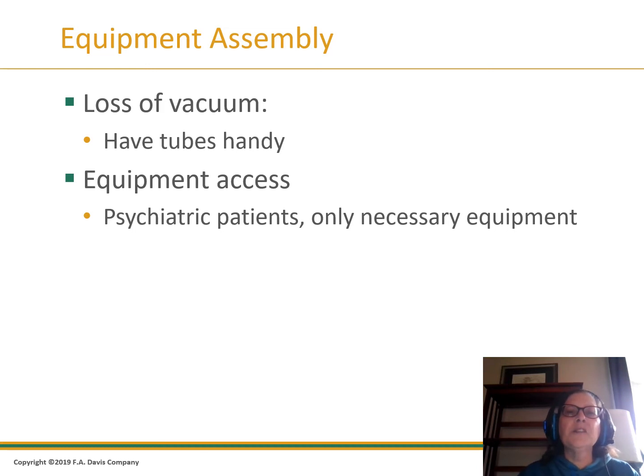If your tube loses vacuum because you pushed it in too soon, or if you pulled the needle out, you will need to be able to reach another tube to replace this one. Expired tubes can also lose their vacuum. Your equipment should be accessible to you, but not to a patient who is in psychosis.